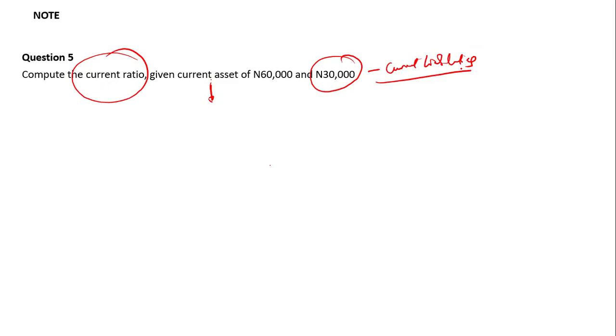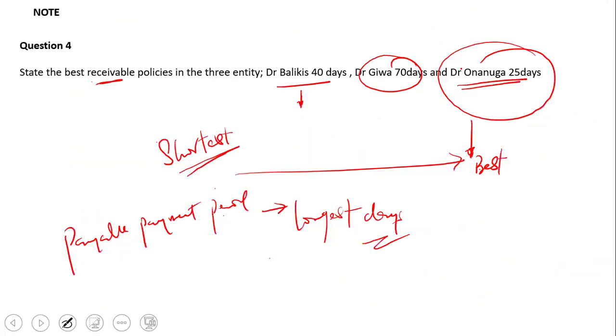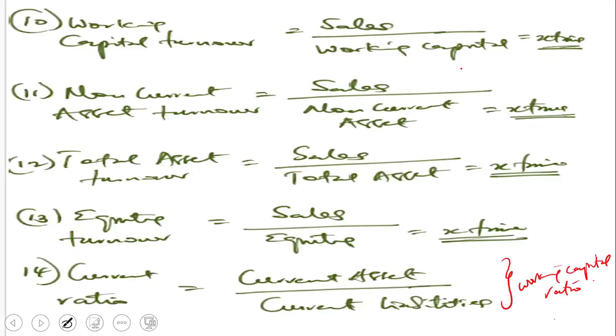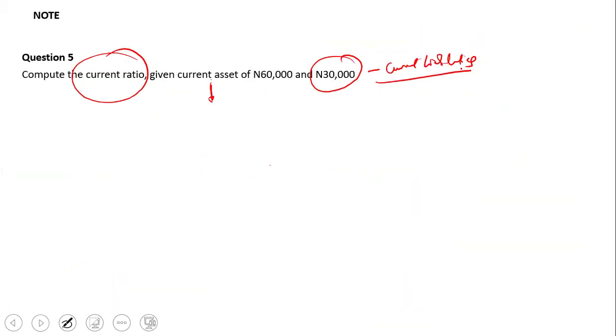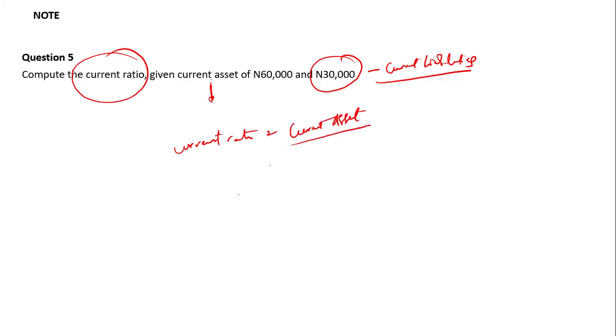Check from what you have done in the video. If you can't get it, just wind back. But let me help you. We're coming here, we say current ratio is current asset over current liability. So what do I have? Remember, current ratio is equal to current asset all over current liability. What's another name for current ratio? Let's go back. It's also called working capital ratio.